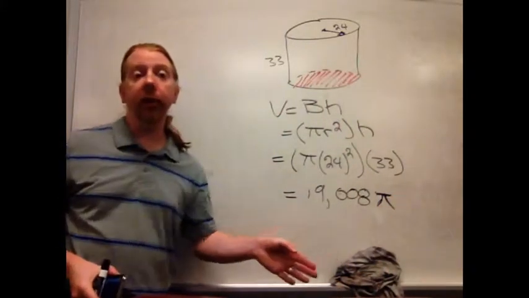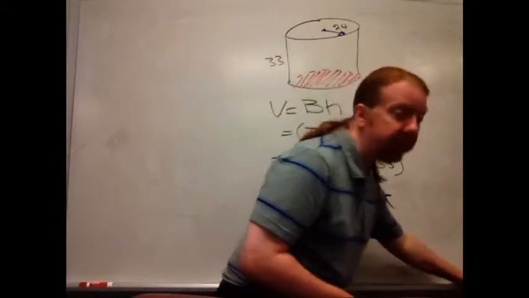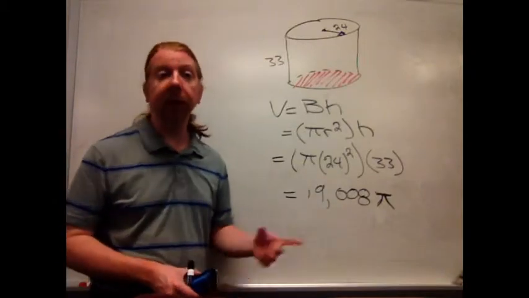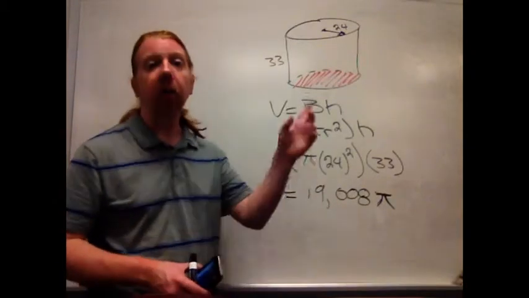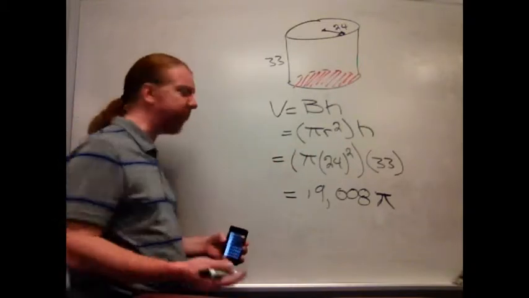Now, it's perfectly acceptable to leave your answer in terms of pi. You can turn that into a decimal if you would prefer, but you don't have to. Leaving in terms of pi is a perfectly acceptable way to write it. In fact, that's the exact answer. Using 3.14 makes it a decimal approximation, which means we round it.